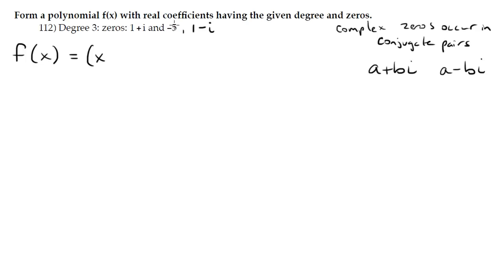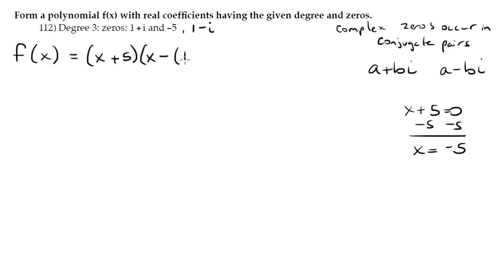So let's put this first one in. x plus 5, right? Change that sign. A factor. Right? Because x plus 5 equals 0, then the 0 is going to be negative 5. So change the sign. Same thing here. x minus (1 plus i), and x minus (1 minus i).